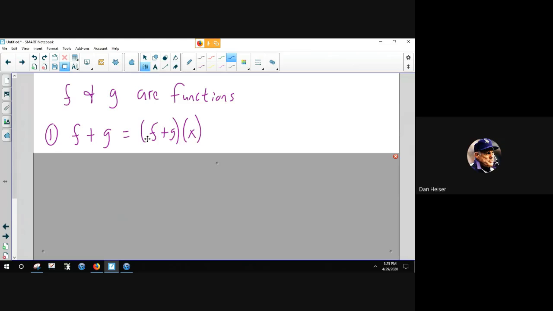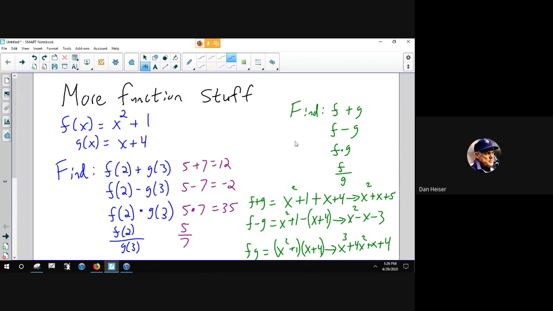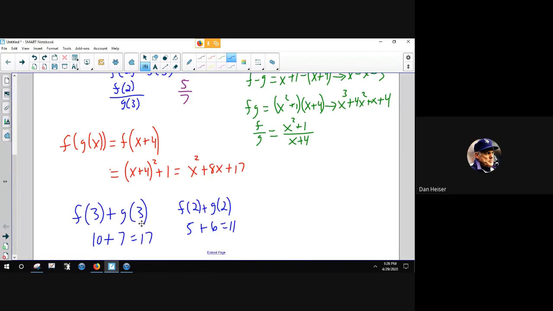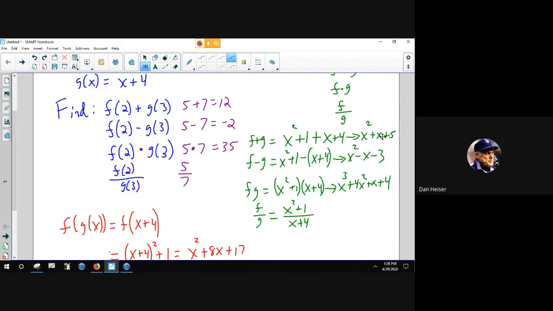This property says if you add f and g, then you plug in an input, you'll get the same value as over here. So this side of this equation, this right-hand side, is what we did in green. We added f and g first, simplified it down, then I plugged in the value 3, and I got 17. Plugged in the value 2, got 11.